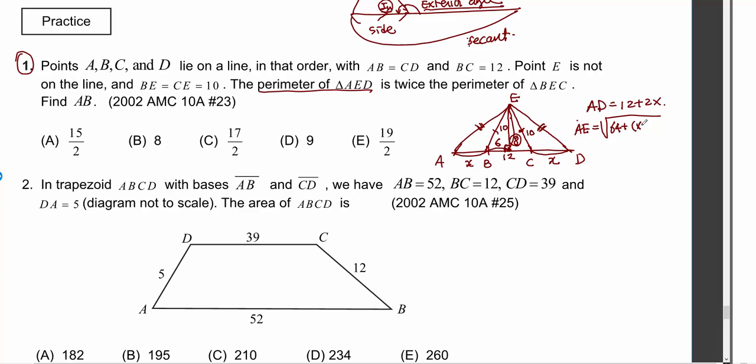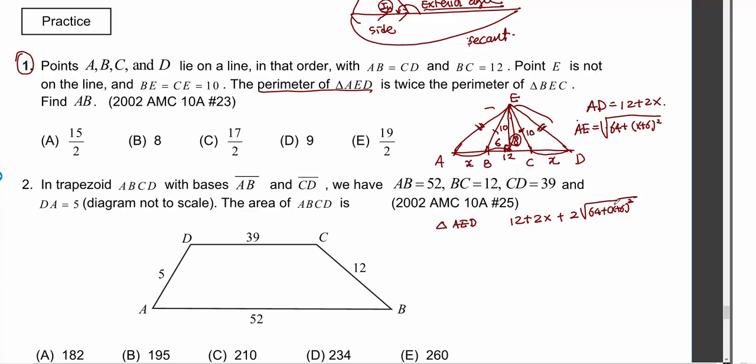6 plus or x plus 6 squared. That is AE. It's okay. That's the AE. So what is the perimeter of triangle AED? Triangle AED perimeter equals how much? 12 plus 2x, and twice of this one, right? Twice of this one, because these two lengths are equal, right? So 64 plus x plus 6 squared. Okay, that's the perimeter of triangle AED.